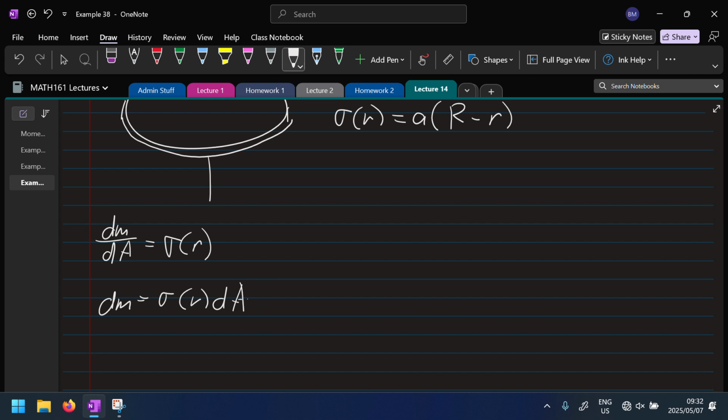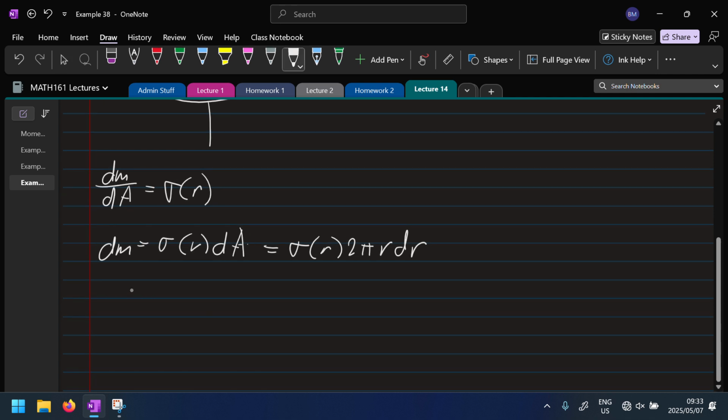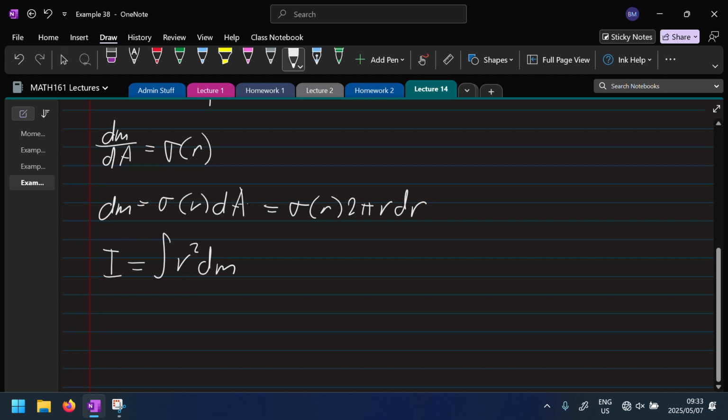Okay, and we've done this before. dA, that was the 2 pi r dr. And that dm is what we're going to substitute into that other formula. So we're going to have I is equal to the integral of r squared dm. And we just worked out dm. So this is going to be the integral of 2 pi r cubed, since r squared and r will be r cubed, sigma of r dr, which is exactly what we got before. So this is just rederiving what we did earlier.